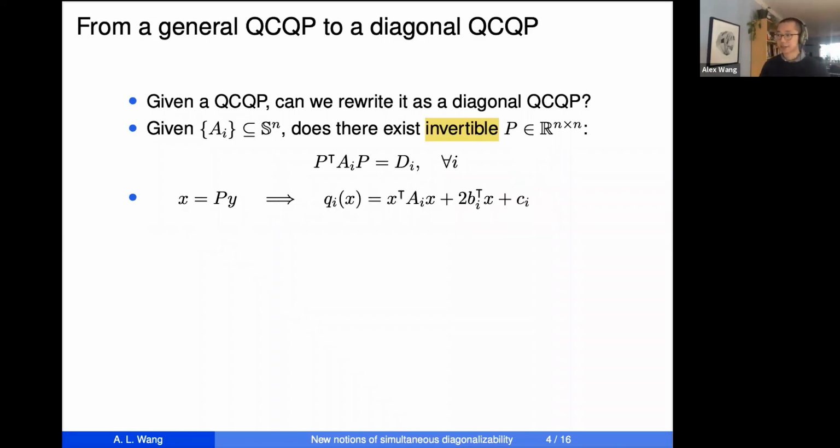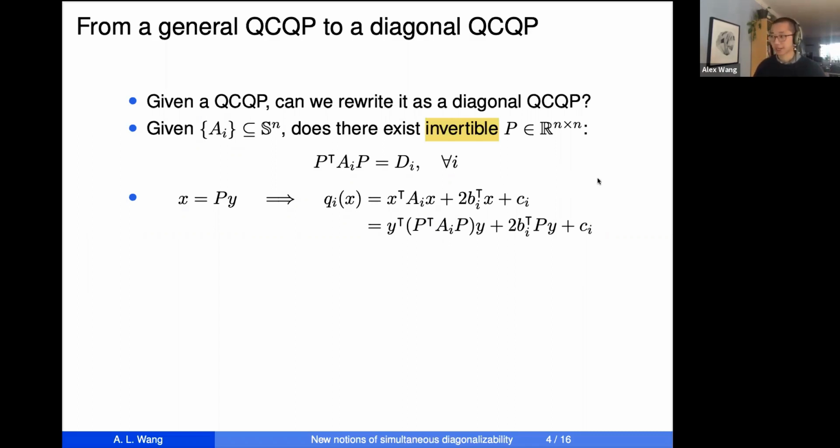Now I can rewrite my quadratic function. For example, Q sub i, recall this was the definition of my quadratic function. I can reparameterize it using the y coordinates. That is to say, each occurrence of x, I'm just going to replace by P times y. Rearranging terms, we'll note that the new quadratic form in the y variable is this diagonal matrix, which by assumption is diagonal. So this is why this particular formulation might be one way to formalize this question.